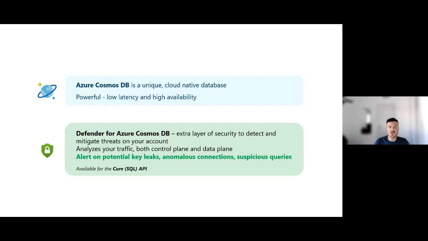We provide a security layer that detects anomalous connections, potential identity leaks, data exfiltration, SQL injections, and more. In order to do that, we focus on analyzing the traffic against your CosmosDB accounts. We analyze not only your data plane transactions, but also your control plane operations. Defender for CosmosDB is available for the SQL API, and you can enable it at the resource or at the subscription level, just like Liana demonstrated earlier.